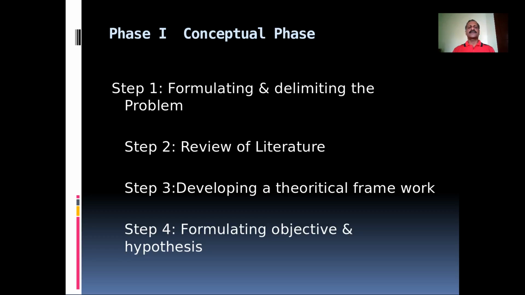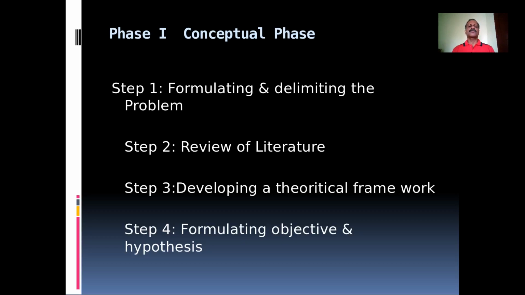So it consists of several phases and steps. The first phase, we call it the conceptual phase, because in this particular phase we are formulating the concept of research. That exact concept of the research is germinated, nurtured, and the whole planning is done in this particular phase. That is why we call this phase the conceptual phase.